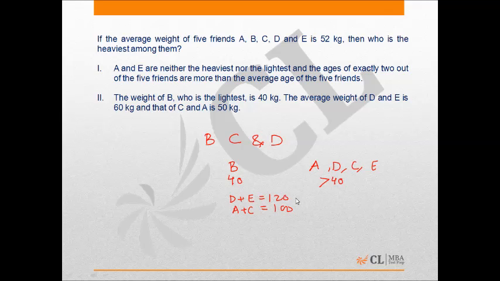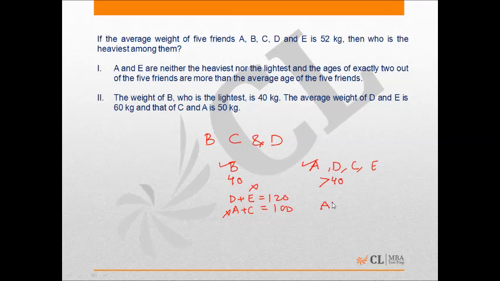Now when I combine both the statements, you already know that B's weight is 40, A, D, C, E are greater than 40, D plus E is 120, A plus C is 100. Which means if I combine the data of the first statement, where A and E are neither the heaviest nor the lightest, A cannot be the heaviest, E cannot be the heaviest. So the answer has to be between C or D.